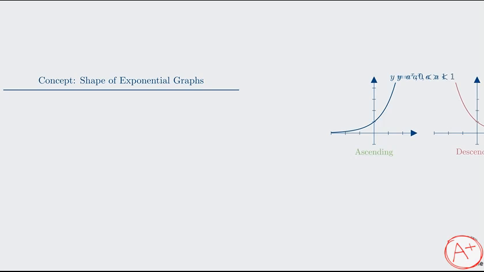The shape of the graph depends on the base and the coefficient of x. When the base is greater than 1 or the power is positive, the function is ascending. It grows faster and faster as x increases. If the base is between 0 and 1, or if we have a negative power like e to the power of negative x, the function is descending. It represents exponential decay.